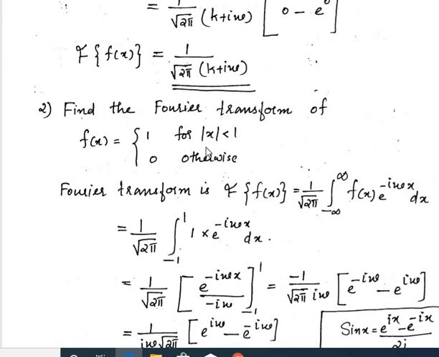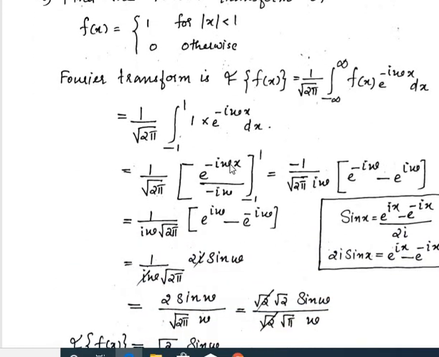Here the function exists only for mod x less than 1, and we know that by definition mod x less than 1 means x varies from minus 1 to plus 1. So the limit changes to minus 1 to plus 1. The corresponding function value is 1. So 1 into e raised to minus i omega x dx.